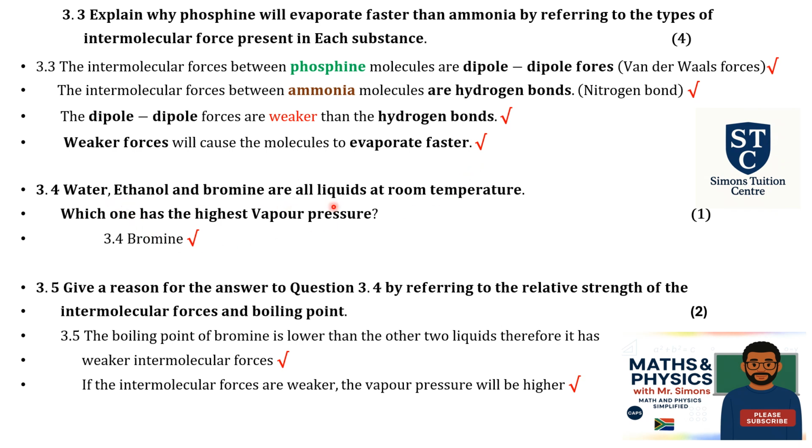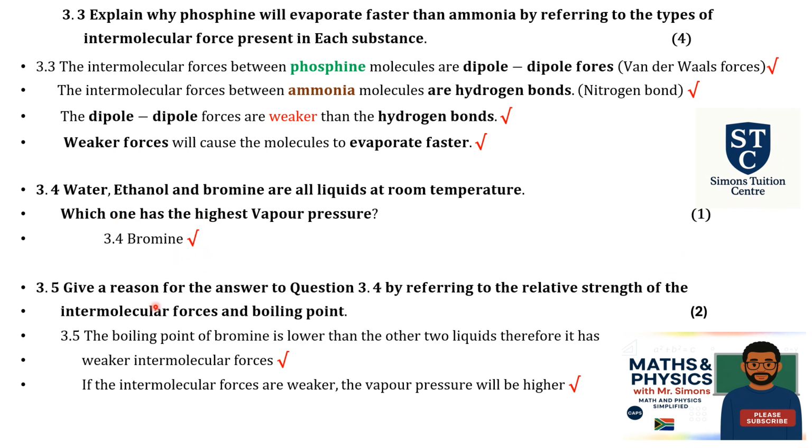Water, ethanol, and bromine are all liquids at room temperature. Which one has the highest vapor pressure? So highest vapor pressure always goes with lowest boiling point. So between the three of them, water, ethanol, and bromine, bromine has the lowest boiling point. Therefore, it has the highest vapor pressure.